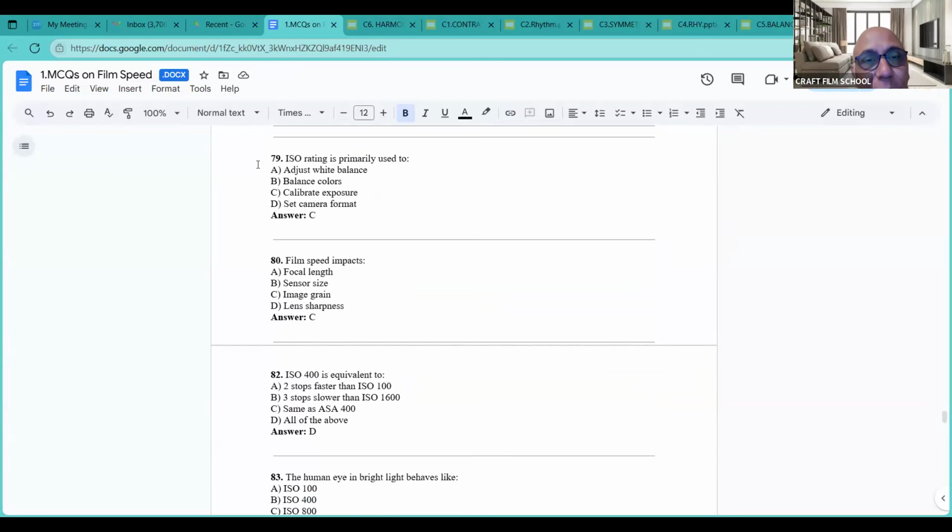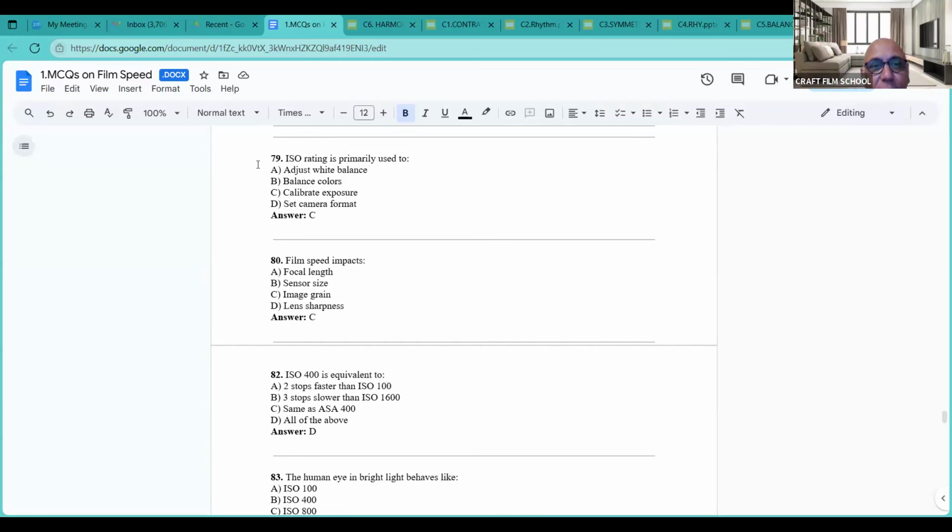Okay. ISO rating is primarily used to adjust white balance. It has nothing to do with white balance. Balance color, no. Calibrate exposure, yes. Because I told you there are three parameters which we can change here and there. One is shutter speed, another is aperture, and third is film speed. These three parameters we can change to control our exposure.